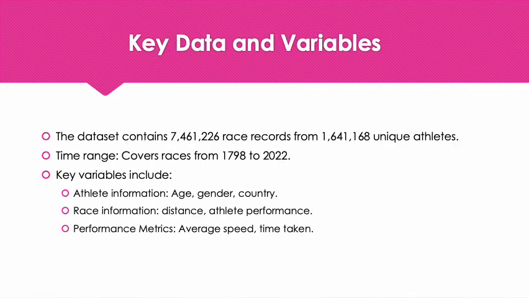The data set that I got from Kaggle contains 7,461,226 race records from 1 million unique athletes. And I forgot to mention it in my slide, but I did randomly choose 3,000 athletes from that data set to make it easier to process the data and analyze it. And then the time range from that data set covers races from 1798 to 2022.